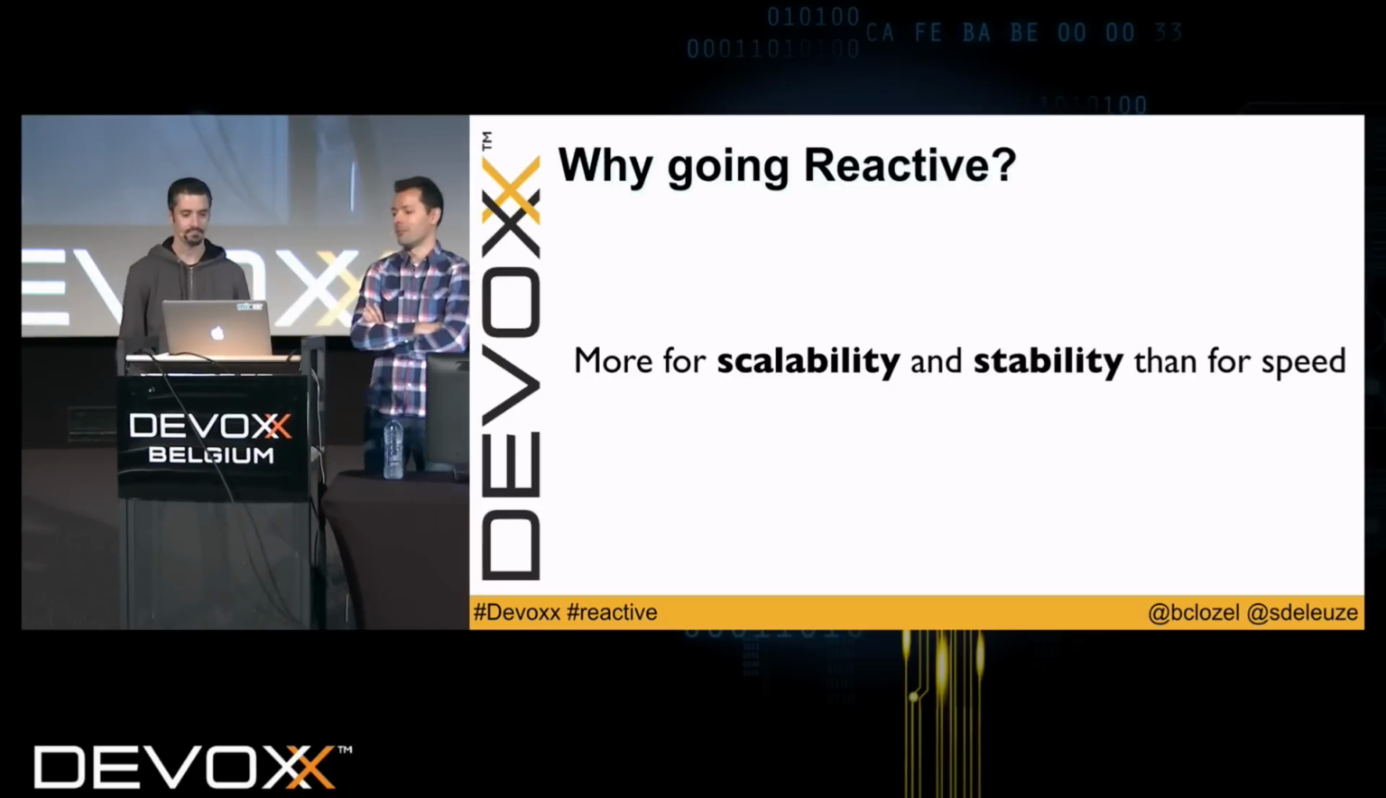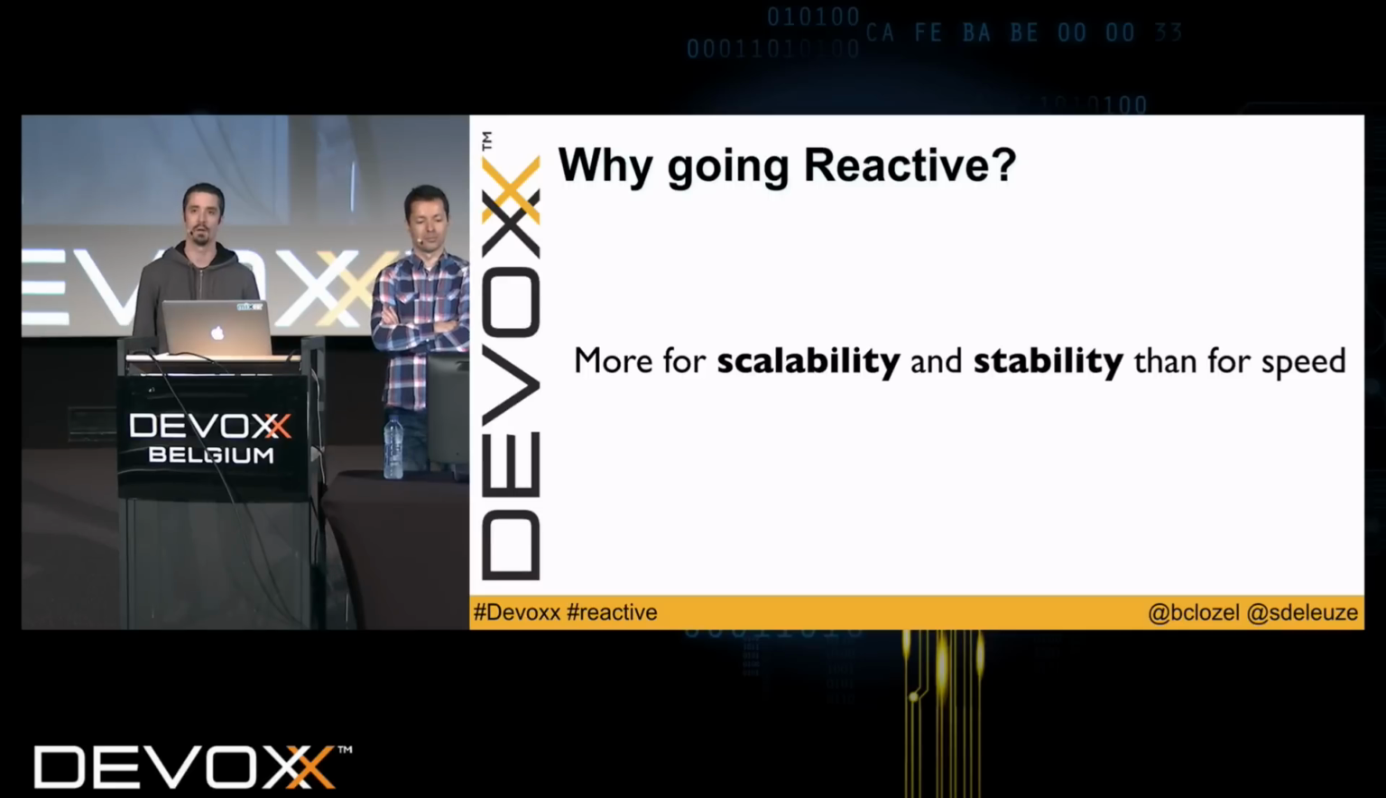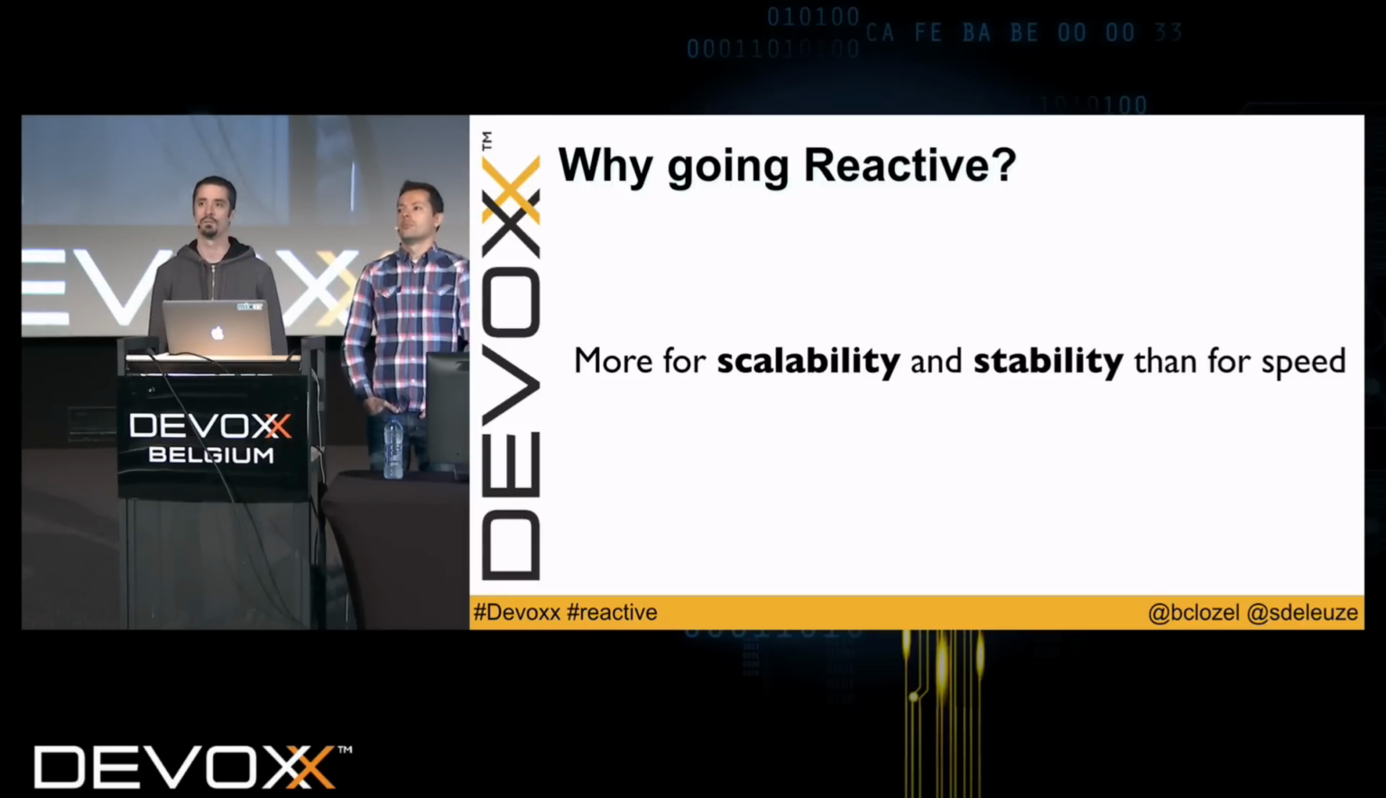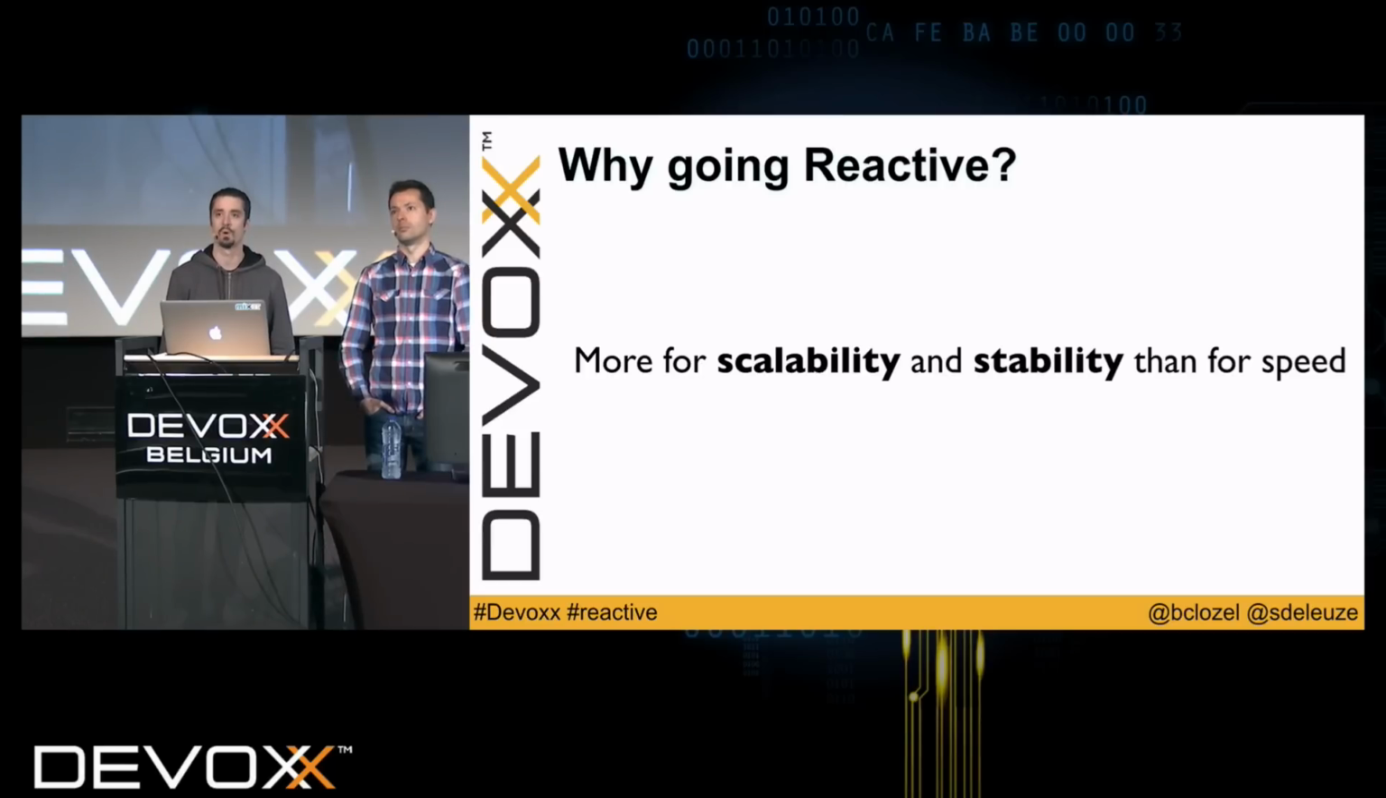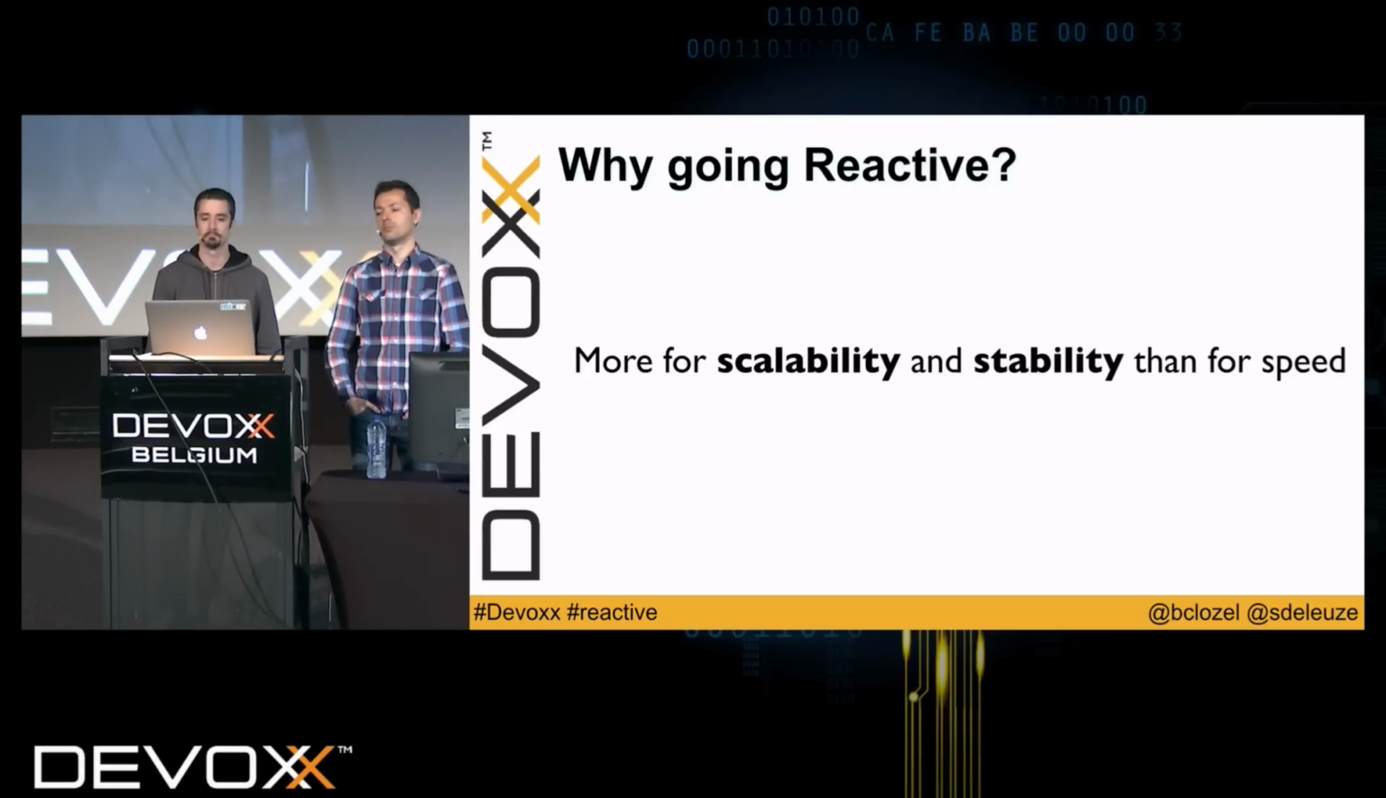All right, let's start. Okay, so first we usually heard a lot about reactive, that's a trendy term. So we would like to really be concrete today and ask why going reactive. I think that's more for scalability and stability than for speed. In fact, reactive APIs will add a small overhead compared to blocking ones because they have to deal with back pressure and other kind of concepts that we are going to explain today. But it allows to handle more requests concurrently, and that's why they are very, very interesting.